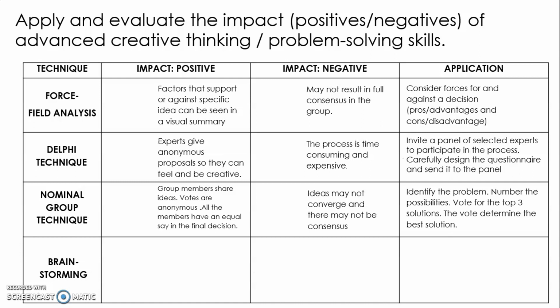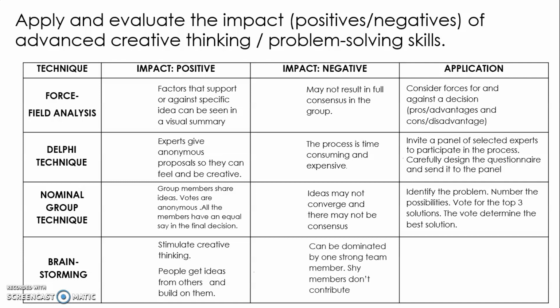Let's look at brainstorming. A positive of brainstorming is that it stimulates creative thinking. People get ideas from others and build on those ideas. A negative of brainstorming is that it can be dominated by one strong team member. Shy members often don't contribute. An application to a scenario would be that we solve problems in a team and generate new ideas in a group. Let's look at some keywords now.